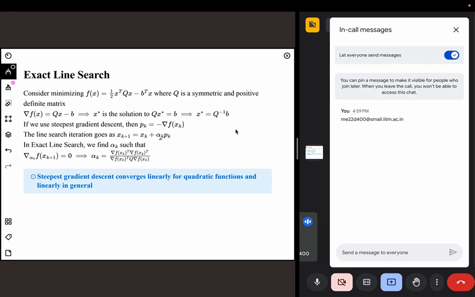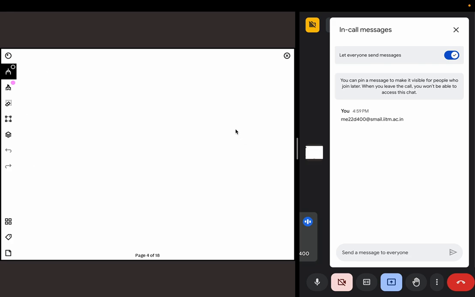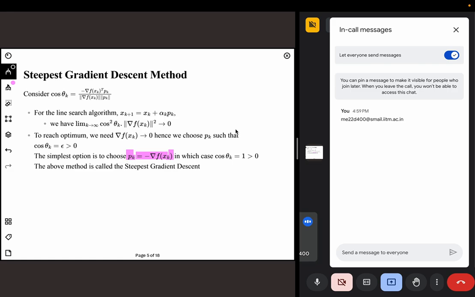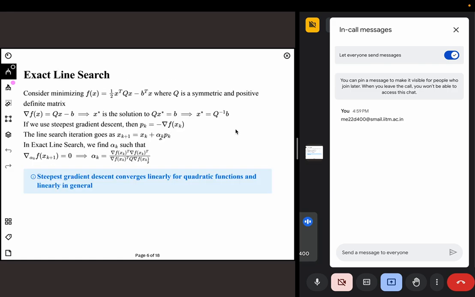So the difference from this and the previous algorithm I have shown is the way that we define alpha. Previously what we said is you satisfy just these two conditions, either the first or the second condition, and the alpha is not in any way optimal. But now we are putting an extra constraint that the alpha that you choose should also give you an optimal value of f at the next step.